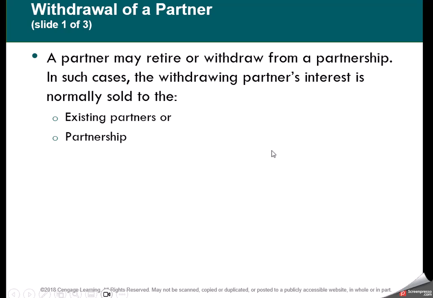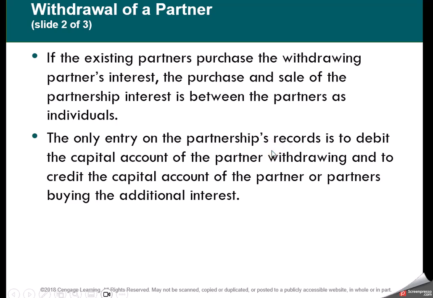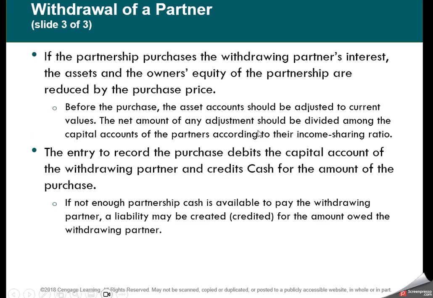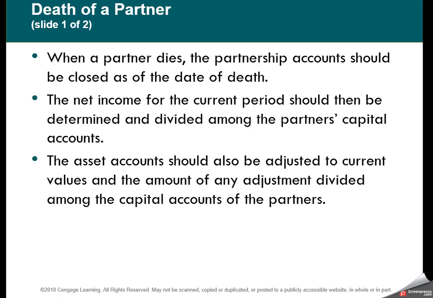And if a partner withdraws, they're normally going to want their money back out, or they're going to give their interest to the other partners. So if the partnership purchases the withdrawing partner's interest, then the assets will be reduced by that purchase price. They should first be adjusted to their current market value, and then divided equally to the partners, and then we'll record an entry to record that.